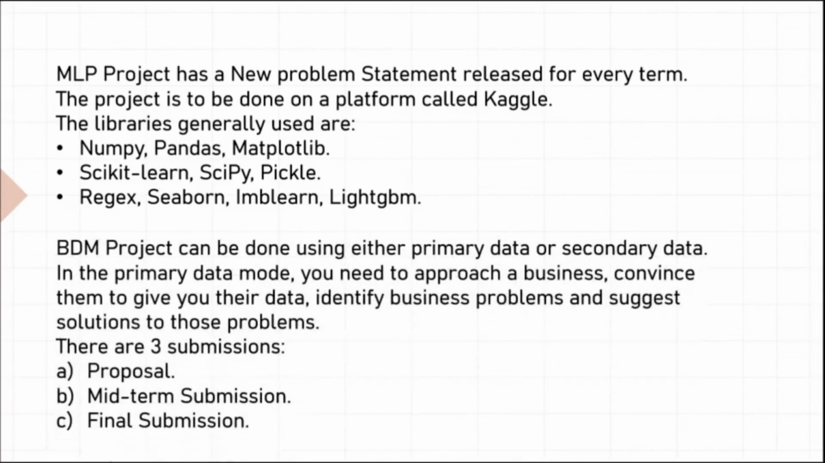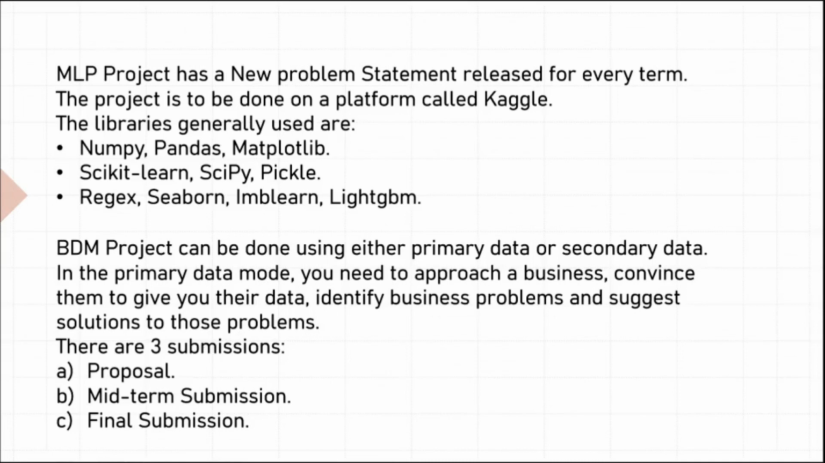The BDM project can be done using either primary or secondary data. Using secondary data would give you lesser grades, so I suggest to do it using the primary data. In this primary data mode, you need to approach a business. It can be either a manufacturing unit, a shop, or any business which intends to make money. You need to convince them to give you their data. It can be their sales data, their accounting data. It can be a lot of data. You need to identify business problems using that data, doing some operations or analysis of that data, and suggest solutions to those problems on the basis of your analysis.